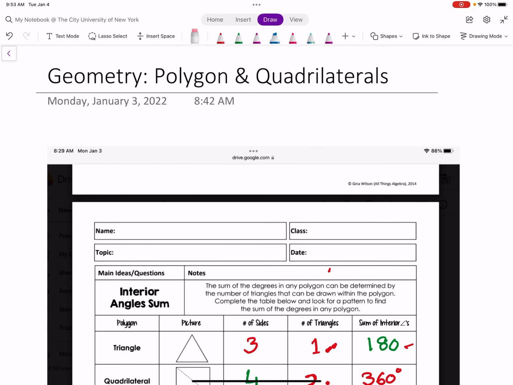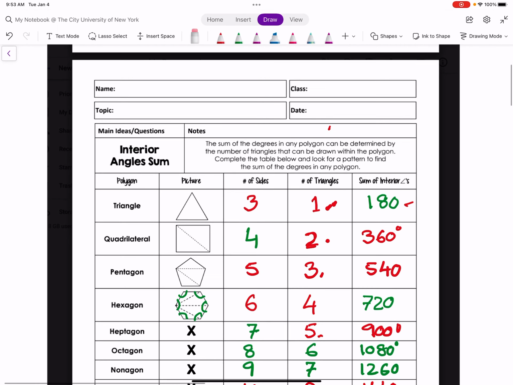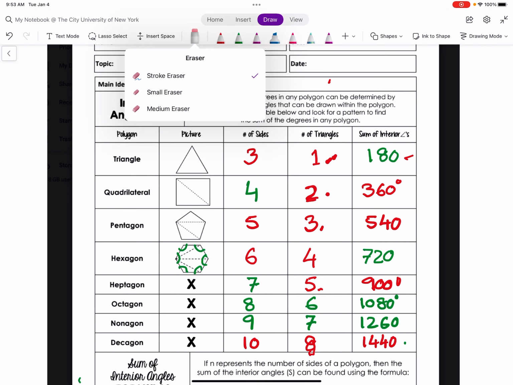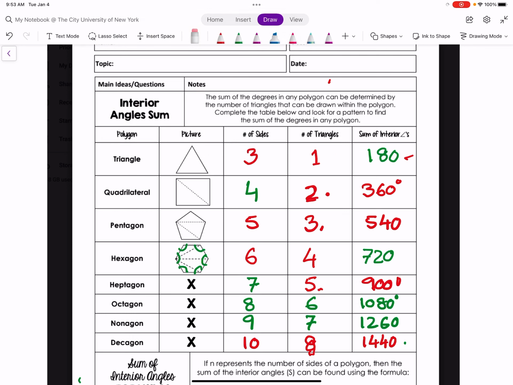Good morning. So our new lesson is polygon and quadrilateral. So in this paper, if you see, I have listed them before so that I can save some of the time. Basically here we are trying to find out the interior angle sum. Polygons: a closed shape that has more than two sides is a polygon.